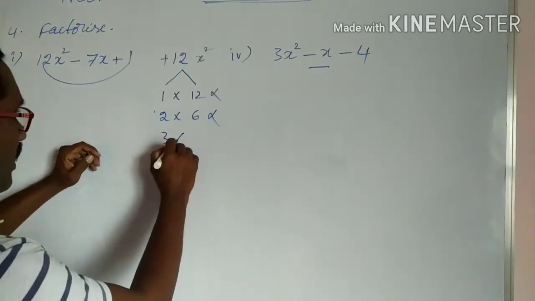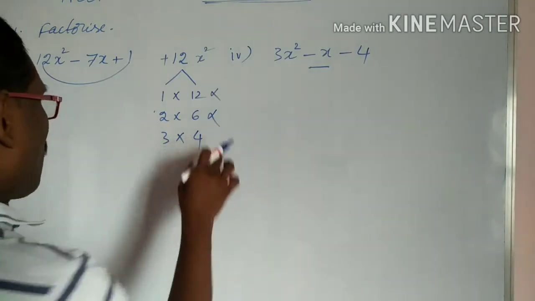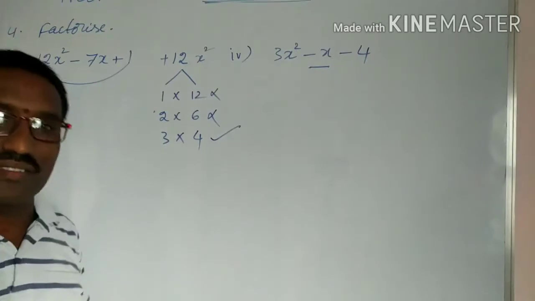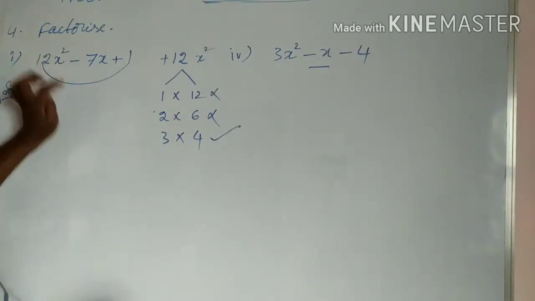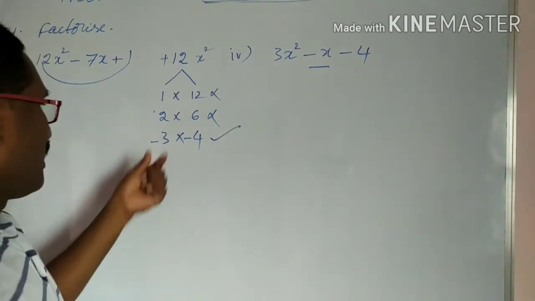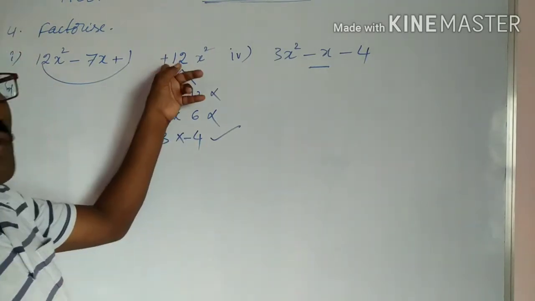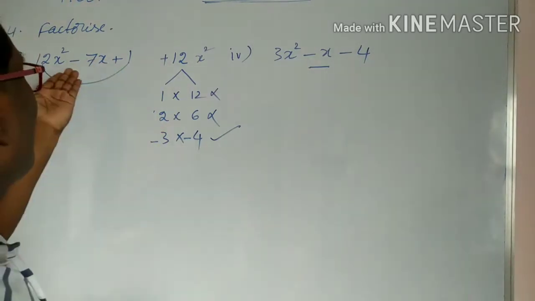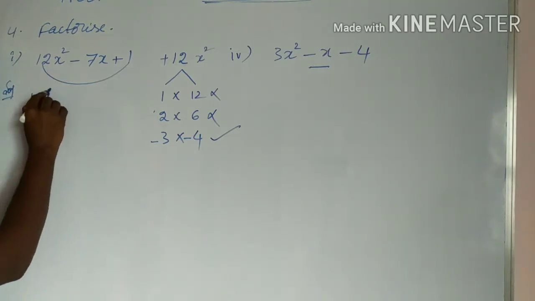3 table. 3 4s are 12. Yes. 3 plus 4 how much? 7. 7 came, no? Yes. We can select this one. But the symbol: here the middle term is negative, so both the terms are negative. Now observe here. 3 4s are 12, minus into minus plus 12 came. See, addition of minus 3 and minus 4, how much? Minus 7.